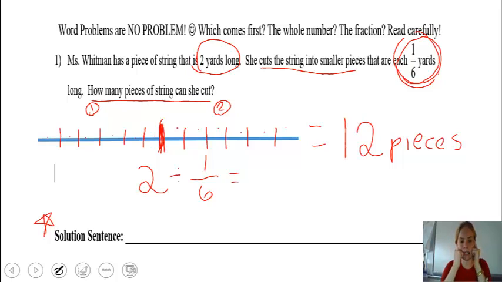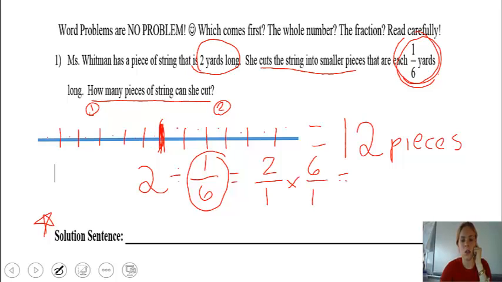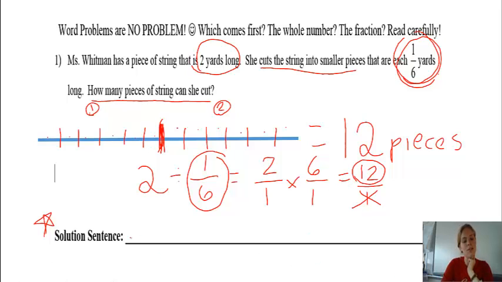Now I'm going to use my Smart Cut. I know that 2 is really just 2 over 1. The division problem changes to a multiplication, and I flip the second fraction to be 6 over 1. So my answer becomes 12 over 1. If the denominator is 1, it's like an invisible 0 or an invisible 1. So again, my answer is 12. My Smart Cut and my model match. Let's look at the second example.